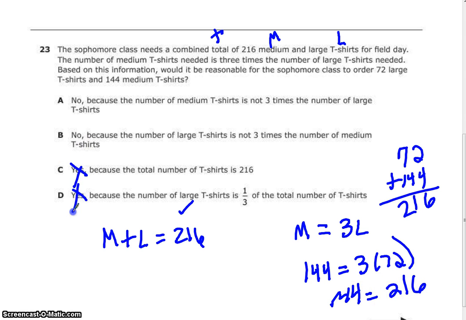So get rid of these. Now, is it no because the number of medium is not 3 times the large, or no because the number of large is not 3 times the medium? Medium is 3 times the large. So no, because the number of medium t-shirts is not 3 times the large.